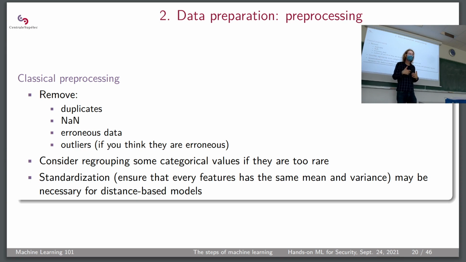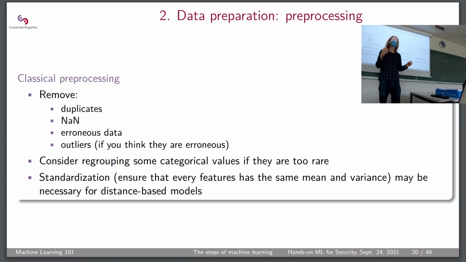If they are legitimate, if they are a real phenomenon, you should keep them. But if you think, okay, it's just a problem with the experimentation and it has no real reality, you should remove them. If you have some categorical features with values that are really not represented, maybe one or two occurrences, you should try to merge some categories to ensure at least some representativity for each one.